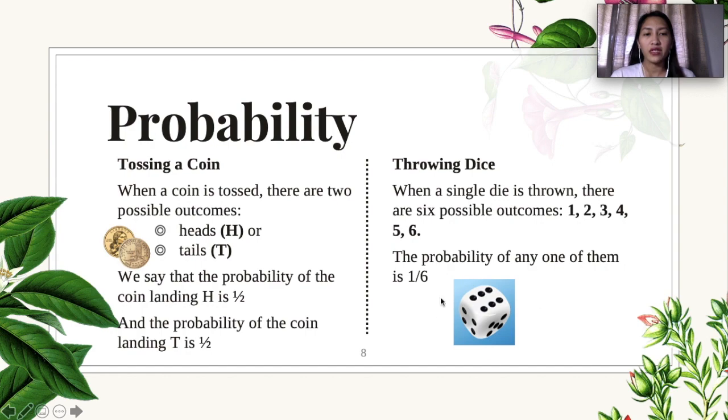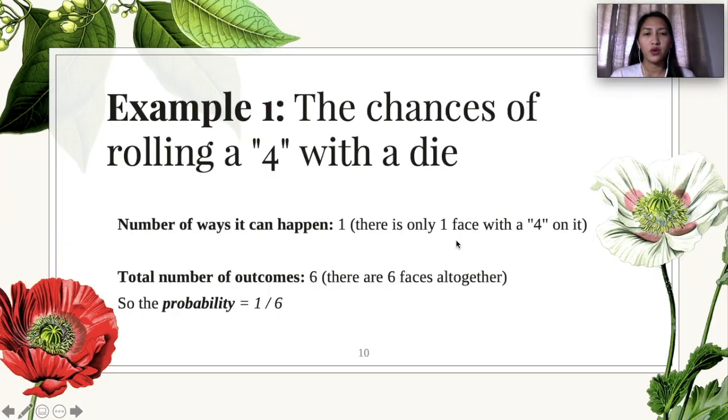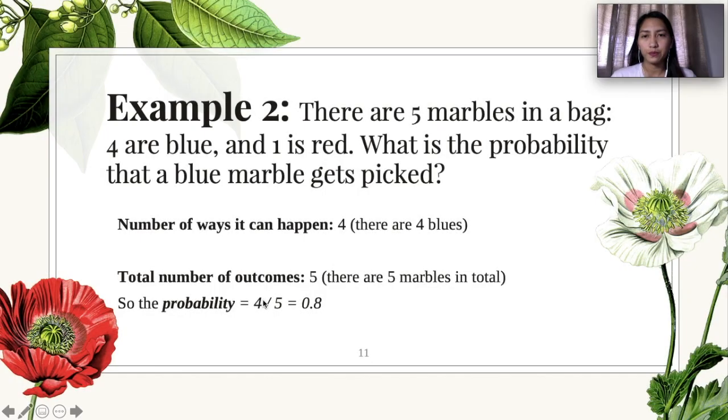So if you have a die, the chance of getting a 4 is 1 chance, and yet the total number of outcomes is 6, because there are 6 faces altogether: 1, 2, 3, 4, 5, and 6. You only have one 4, but 6 faces altogether, so the probability of rolling a 4 with a die is 1/6. I have here another example.